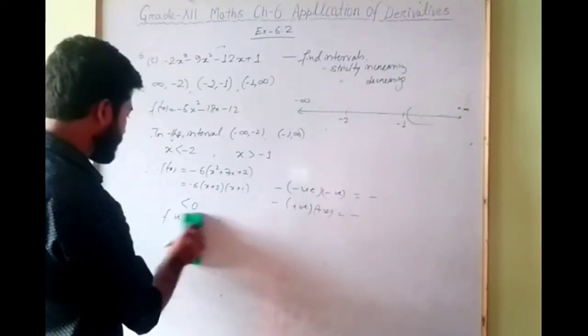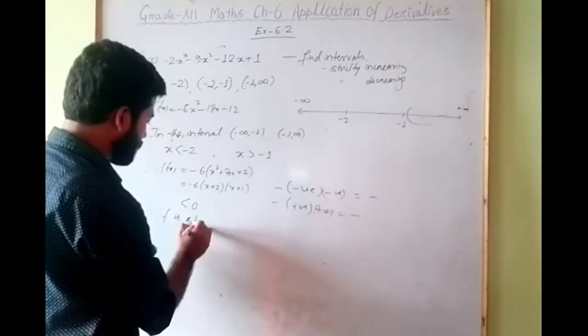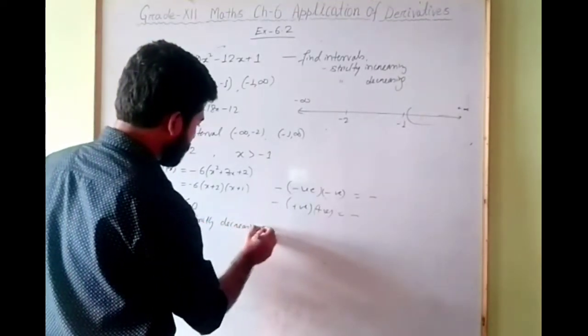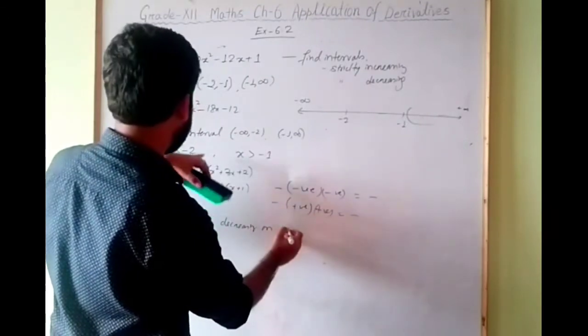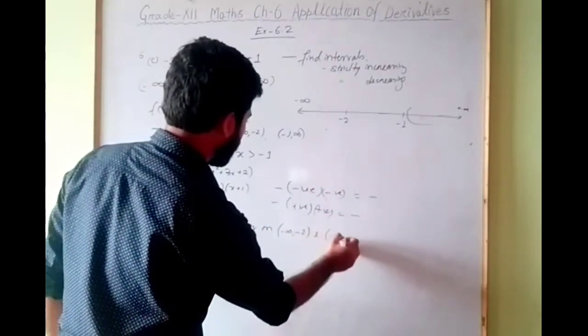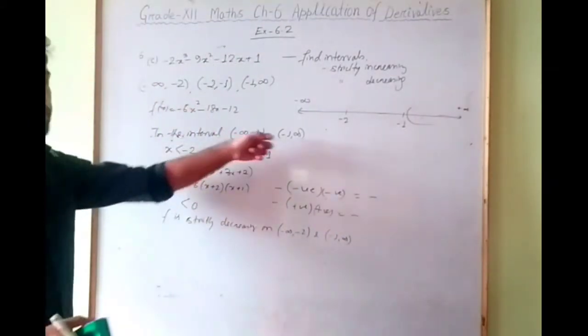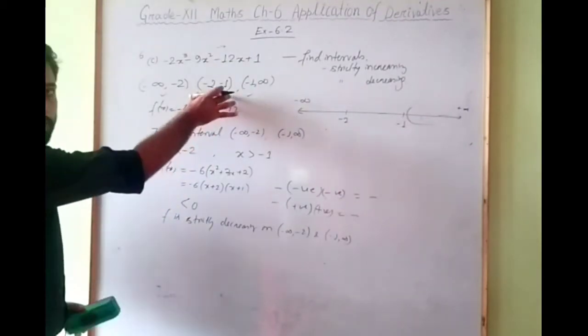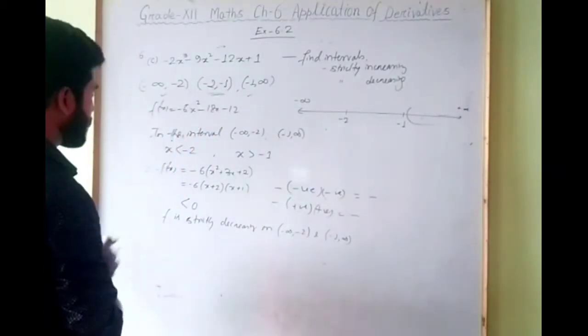F is strictly decreasing on the intervals minus infinity comma minus 2 and minus 1 comma infinity. So these two parts are done. Now we are remaining with this, so now let us check it for minus 2 and minus 1.